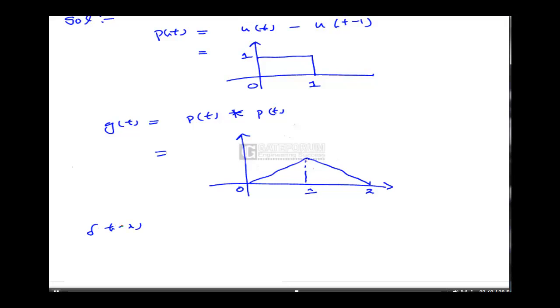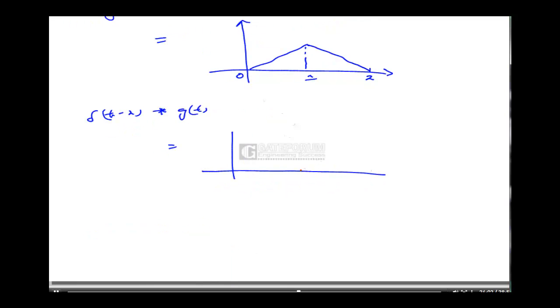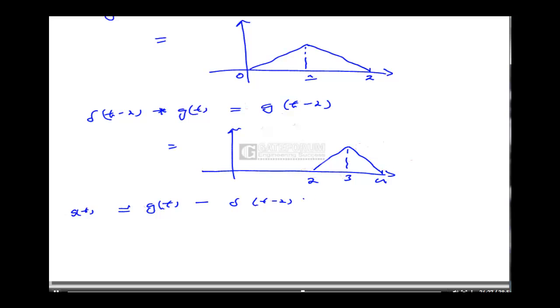Delta of t minus 2 convolved with g of t means I will have g of t shifted, g of t minus 2. Remember the shifting property. It will become like this, from 2 to 4, with the peak at 3. Now what is s of t? s of t is given by g of t minus delta of t minus 2 convolved with g of t. So if I draw s of t now, it will be somewhere like this.